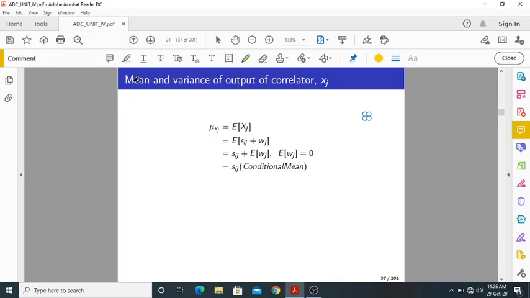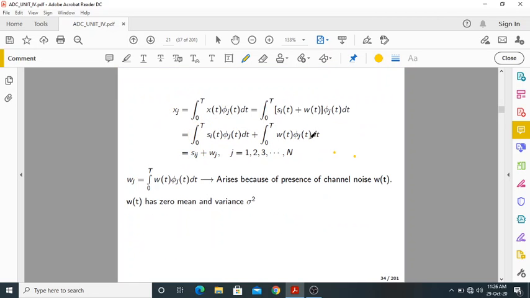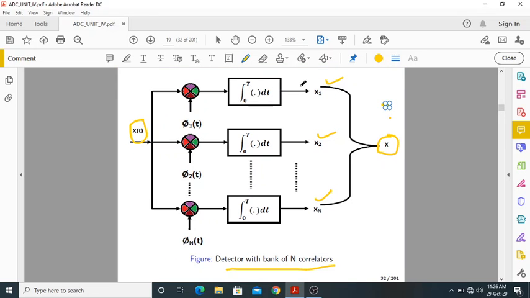Now here we have to find out the mean and variances of the output of the correlator. These are very, very important. This is the first part of the receiver. I told you the first part of the receiver is the detector. What will the detector do? It converts x of t to capital X, a vector. So the vectorization will happen here.